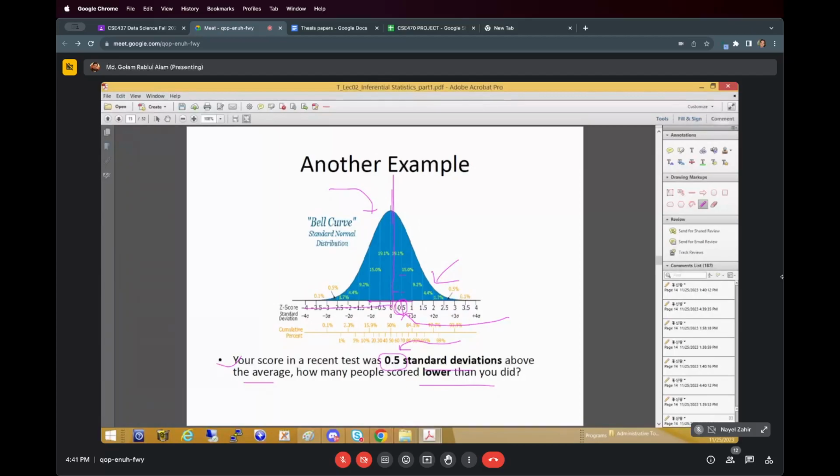So here is the 0.5, and if the marks are distributed following the Gaussian or normal distribution, then we can see that 50% of students will be on this side, and 50% will be on this side. But you are here, that means you're at 0.5. So 0.5 means 19.1% will be within 0 to 0.5. So that means 50 plus 19.1, it is 69.1%.